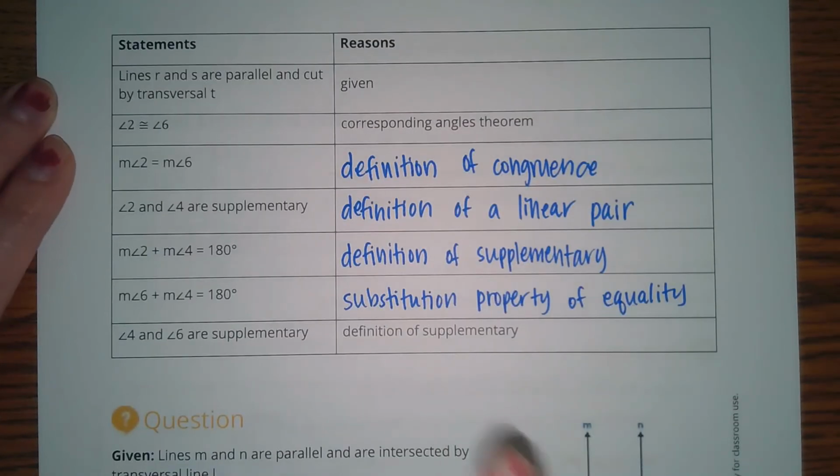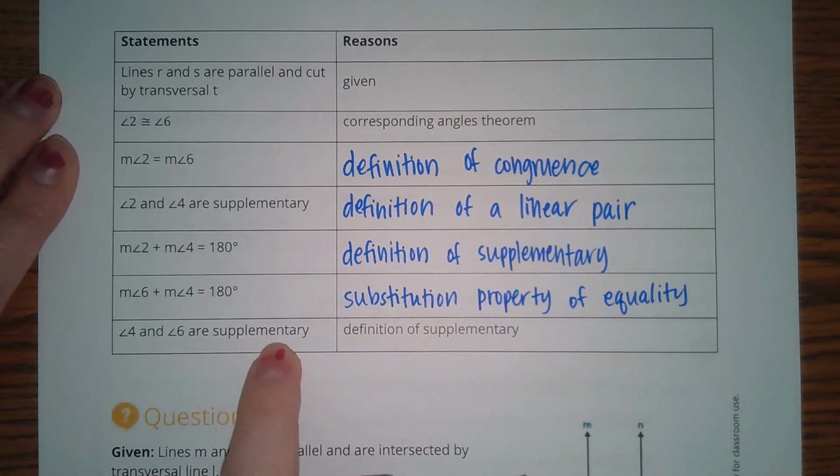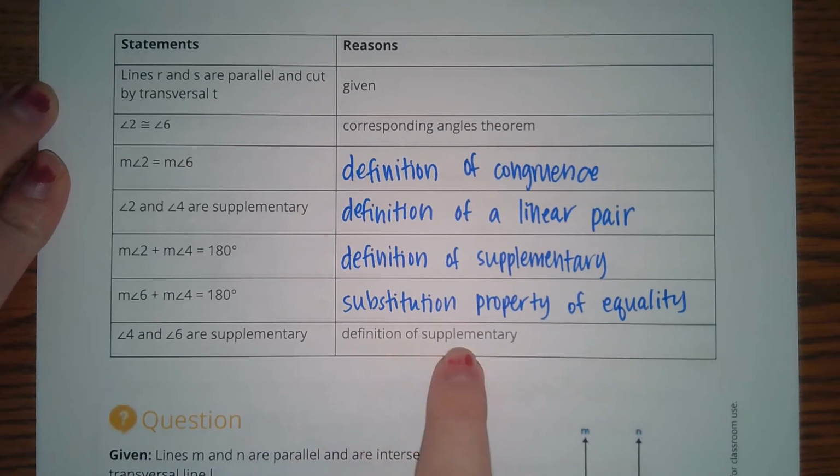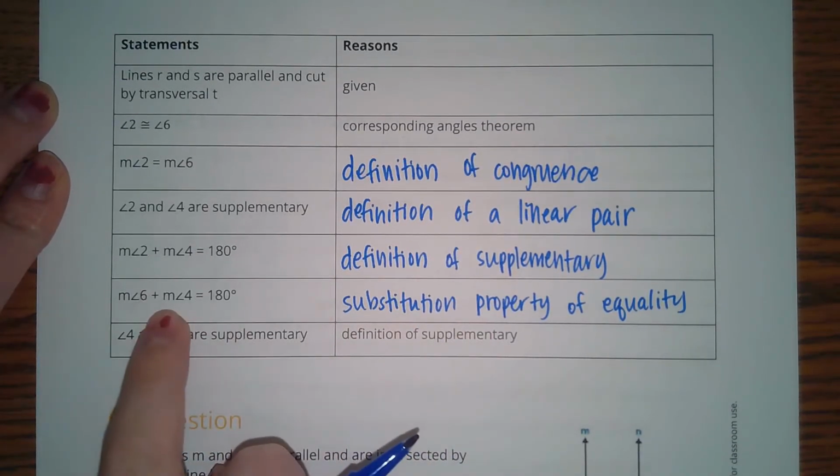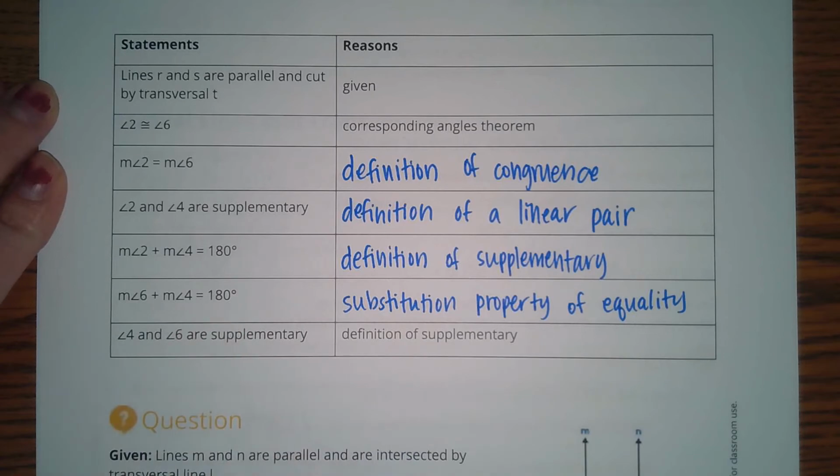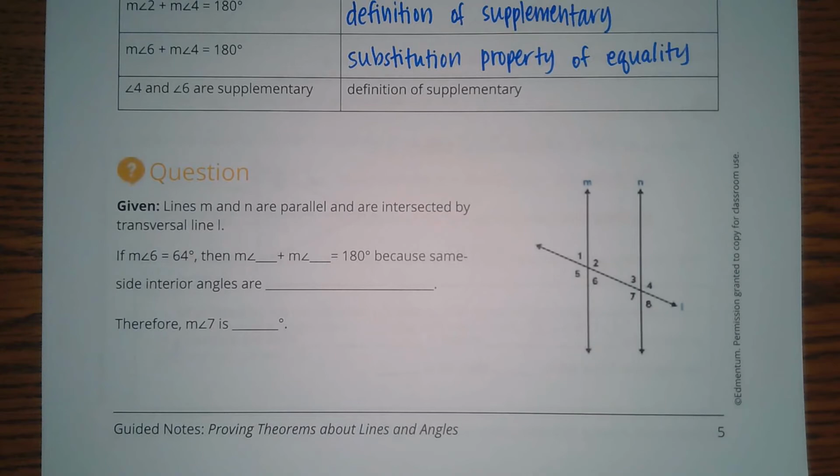And then my very last step, that means that 4 and 6 must be supplementary because of the definition of supplementary. And the definition of supplementary says that two angles will add to 180 degrees, which we just said right here. Okay, so now we have this question.